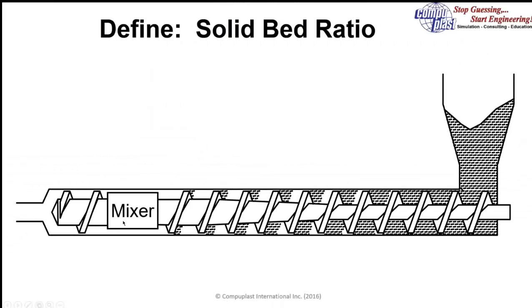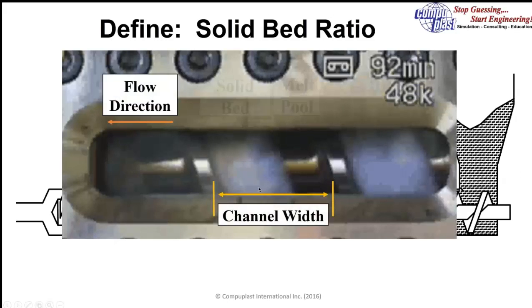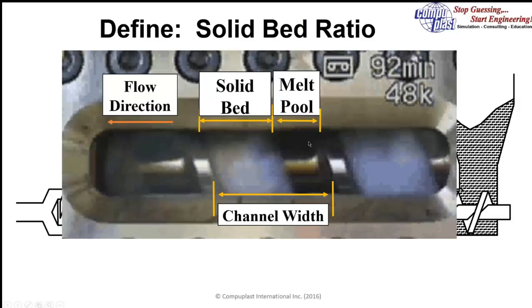And then we might have a mixer add some additional pumping after the mixer. Now, based on some visualization experiments through a glass window extruder, we can see here the channel and the solid bed and the melt pool. When the polymer melts, it becomes amorphous, and you can see right through, it's clear, you can see right through the material to the screw root. So this is the melted material, and this is the solid bed.